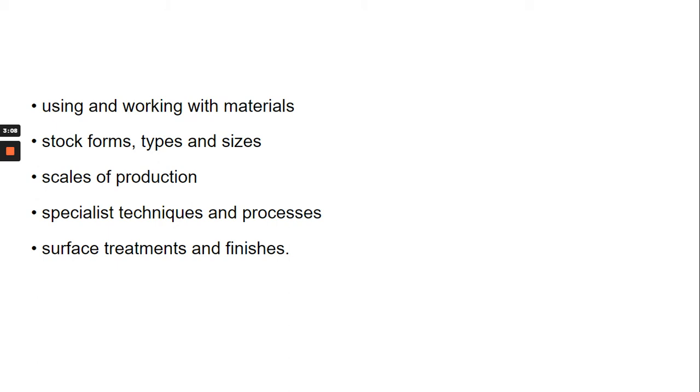Working with materials, stock forms, types and sizes, so what do you buy materials in, what does it look like when you get it? Different scales of production, from one-off production right the way through to continuous production. Looking at specialist techniques and processes for different materials, and then surface treatments and finishes for different materials.